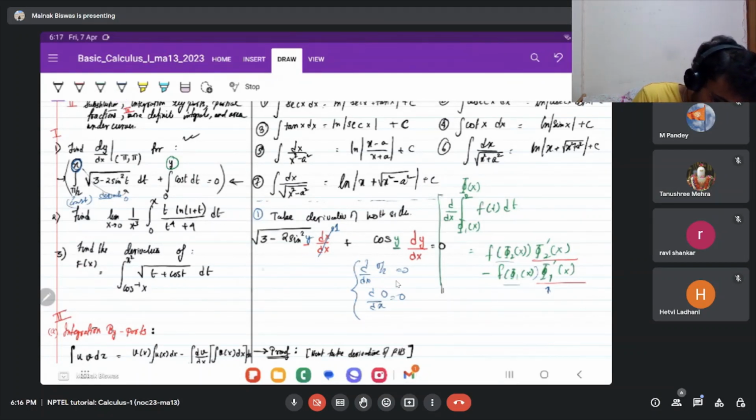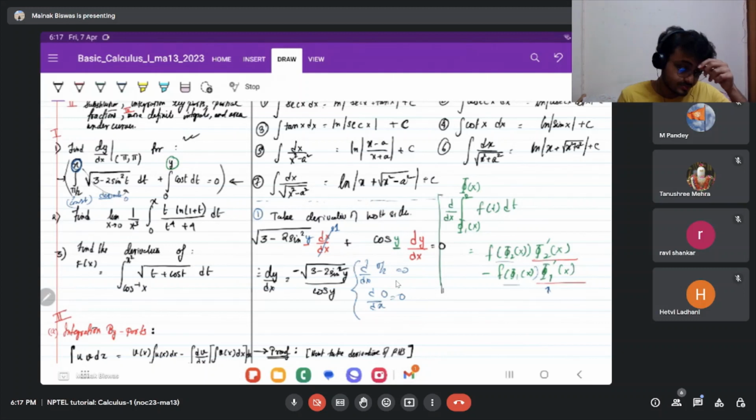So this turns out to be dy/dx is equal to minus, or rather, 3 minus root over 3 minus 2 sine square y, by cos y, right? And the negative sign. Agreed? Any doubts? I'm just solving this equation, making dy/dx the subject, right?